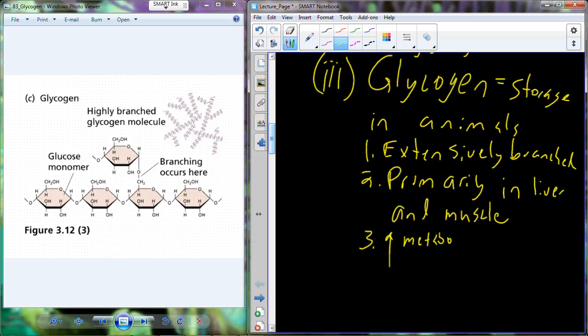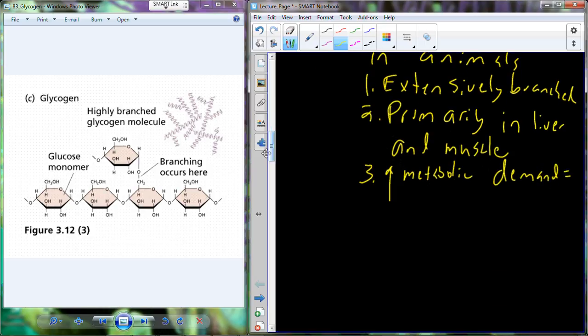So when an animal or a mammal has an increased metabolic demand, maybe in your sport today, when you're practicing and you go for a run, or in a stressful situation, all of these can lead to increases in metabolic demand. When we have that increase in metabolic demand, we actually increase the hydrolysis of glycogen.